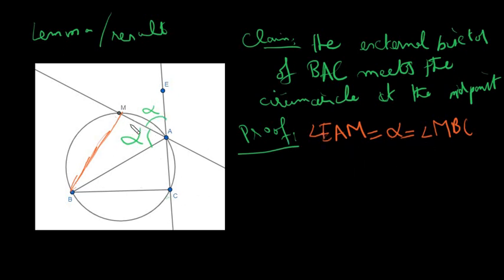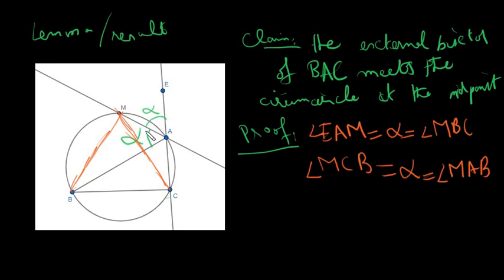But notice if I also make the line MC here, then angle MCB is also equal to alpha. Why? Because angle MCB is equal to angle MAB by the angles in the same segment are equal theorem. Because they're subtended by the same chord in the same circle, these angles are equal. So this is alpha and this is alpha.